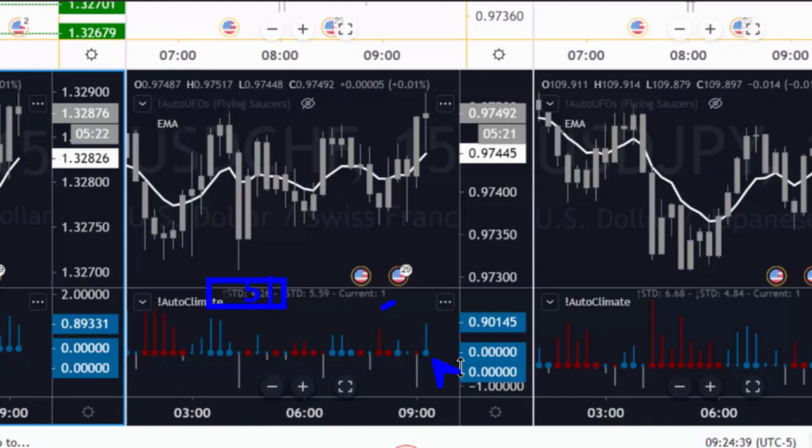So again, we're going to use the 90 MA as a reference. This is 97.44. Using 97.44 as a reference is right there. So the question is, I'm going to turn auto UFOs on. Notice it is off. You see the little eye that is crossed over.